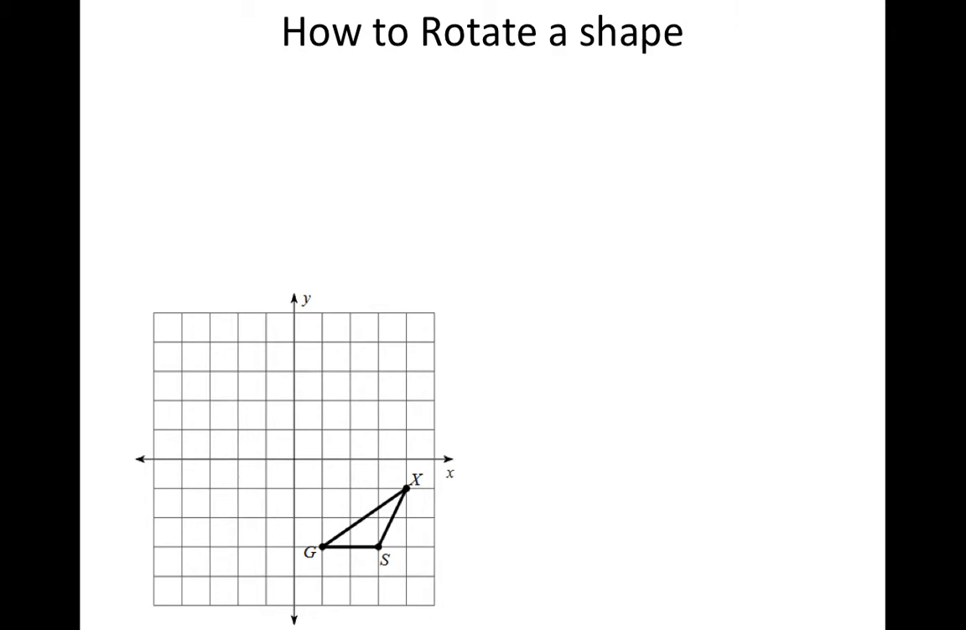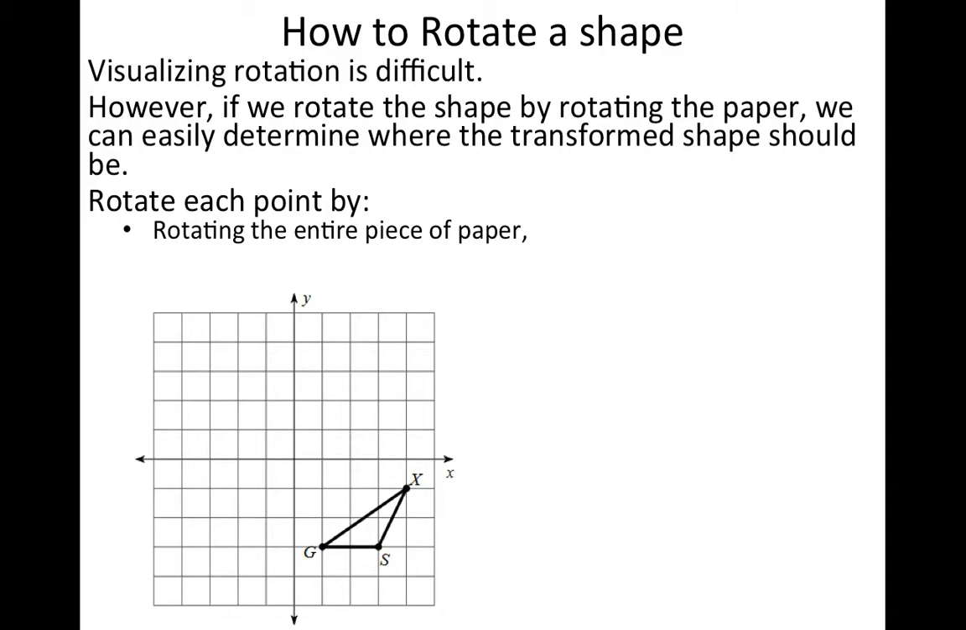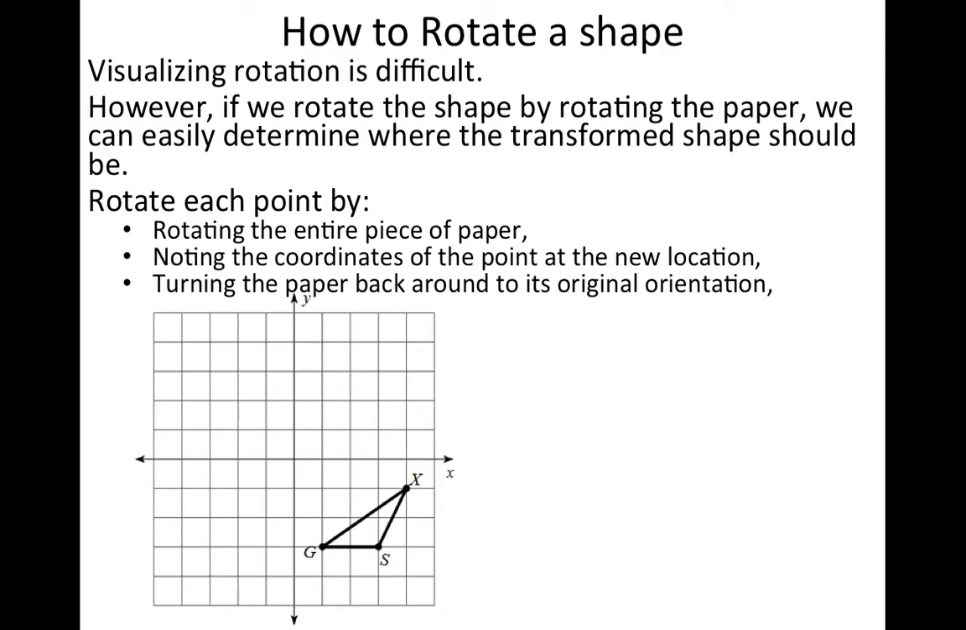How do we rotate a shape? Well, this one to me is a little more difficult to visualize, but if you follow these steps, it's pretty easy. Because when we rotate a shape, you don't have to visualize it, we can actually do it on the paper and see what that looks like. So what does that mean in practical terms? We rotate the entire piece of paper, note the coordinates of the new location, and then turn the paper back around and use that original orientation.